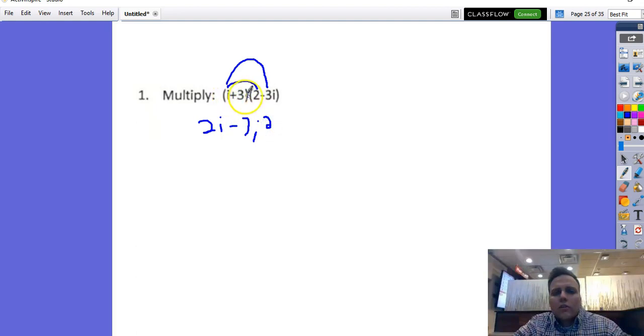And then, so we did first to first, we did first to second, so we've done first to all of these. So now we're going to do second to first, which is a positive 6, 3 times 2. And then 3 times negative 3i, which is negative 9i.